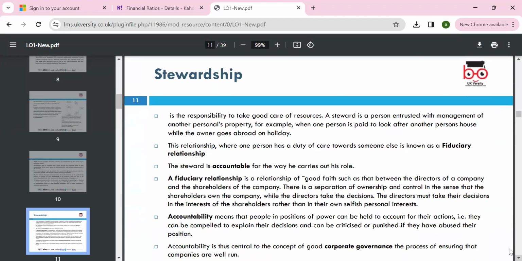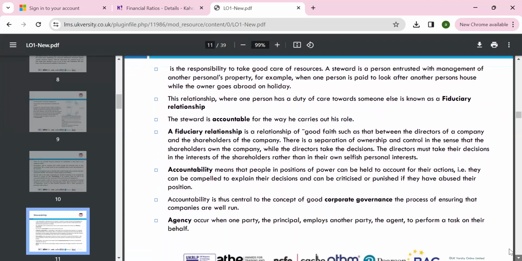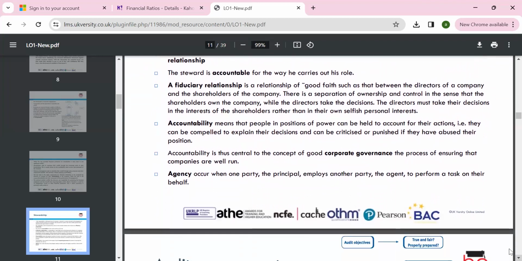It's a responsibility to take good care of resources, and a steward is a person entrusted with the management of others' personal properties. An example is a person who looks after another person's house. The fiduciary relationship and accountability are the way it is carried out. A fiduciary relationship is a relationship of good faith, such as between the director of the company and the shareholders. Accountability means people in a position of power can be held accountable for their actions, and they can be called upon to explain their decisions, criticized and punished.